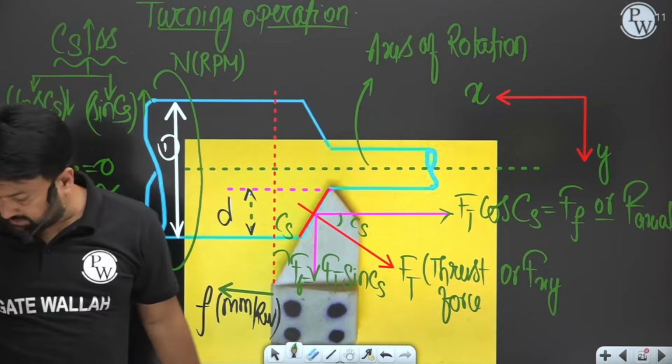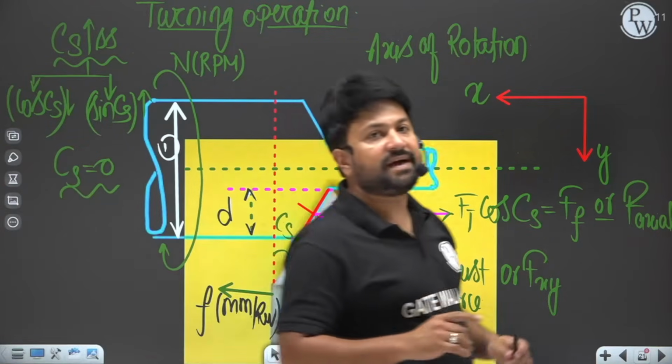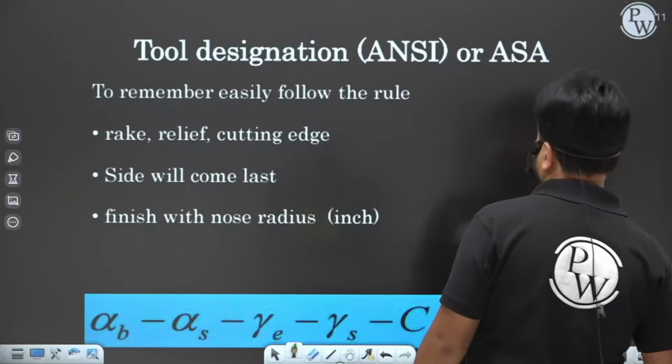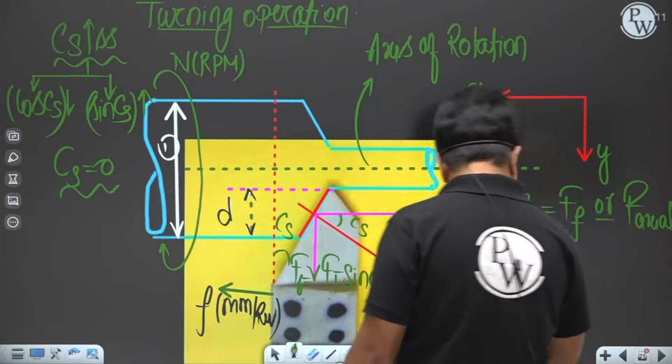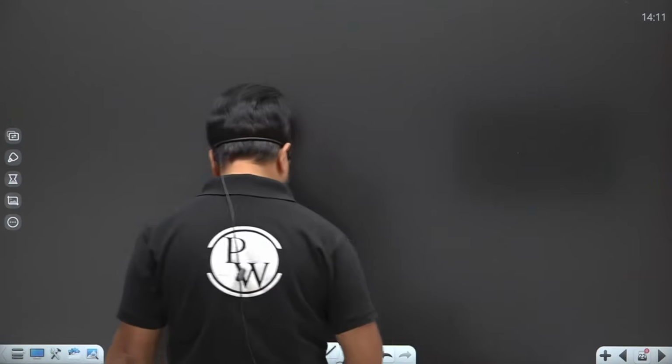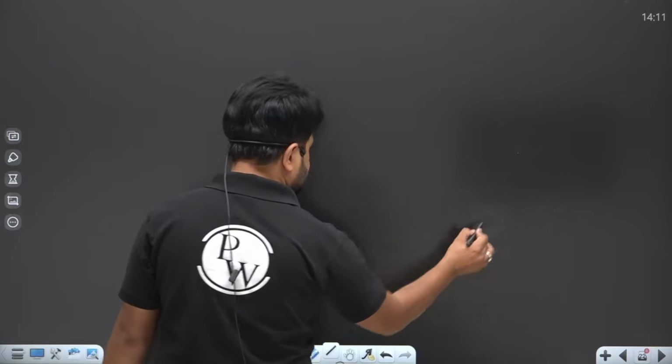Let's discuss some other extra point. What is that? The next thing is the nose radius. Let's discuss a little bit about the nose radius.